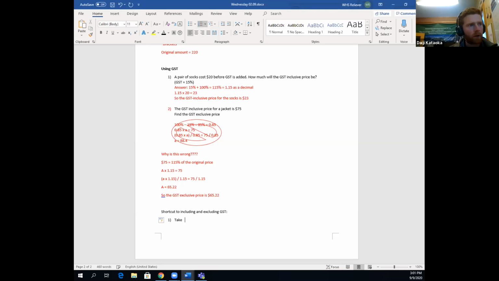Take GST off. No, add GST. I'll start with adding. Add GST to $44, and then take GST off $68. How do you do it? There's a real shortcut way. It's a 1-step process. What would we do for the first one? How do you add GST to something?